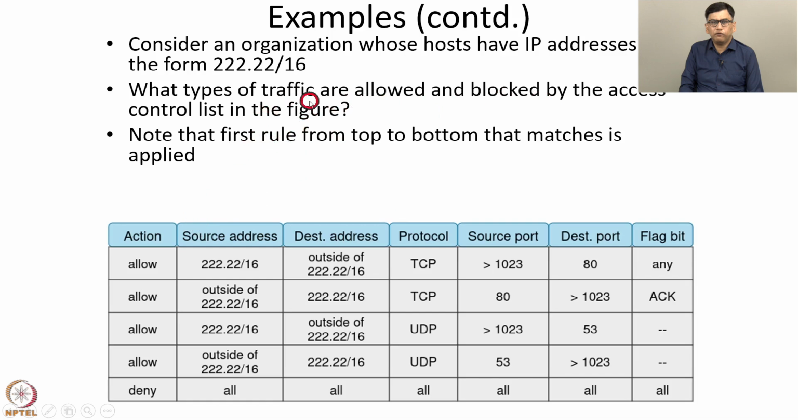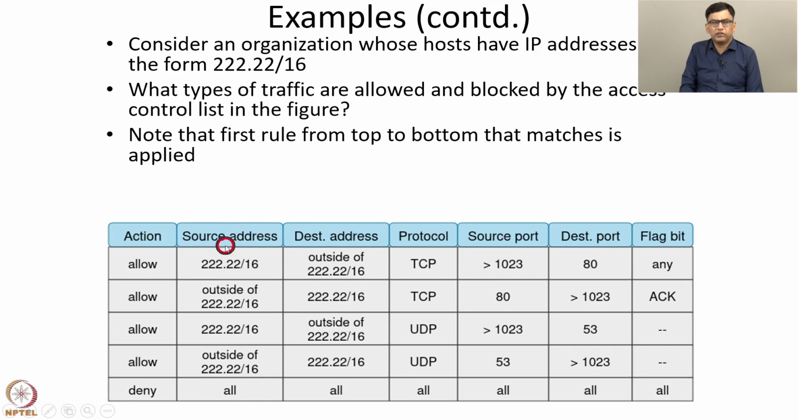The first rule from top to bottom that matches is applied. So the firewall first looks at the first rule that is in this row. If it applies, then it allows that traffic because the action here is allow. Then if the first rule does not apply, it applies the second rule and so on. It keeps on doing this comparison until one of the rules applies. The default rule is the last one, which denies the packet. So what types of traffic are allowed and blocked by the access control list in this figure? Let's understand what this access control list is saying.